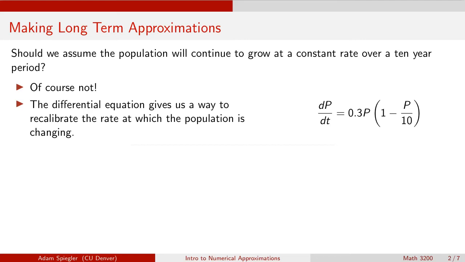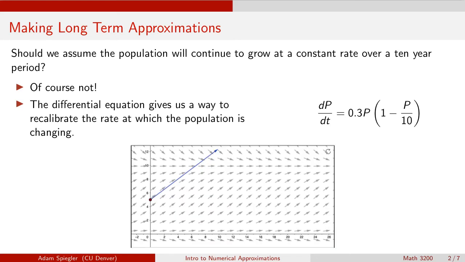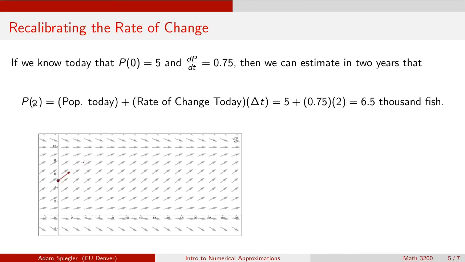And we can see that this is a bad approximation by using the slope field, for example. We can see that the slopes are changing by these arrows. So assuming that the slope over here is the same for all of these values of P, that's going to give us quite a bit of error in our approximation. Okay, so going out 10 years is a bad idea because we should be updating the rate of change. But if we extrapolate this out for 2 years, that's going to be not as much error.